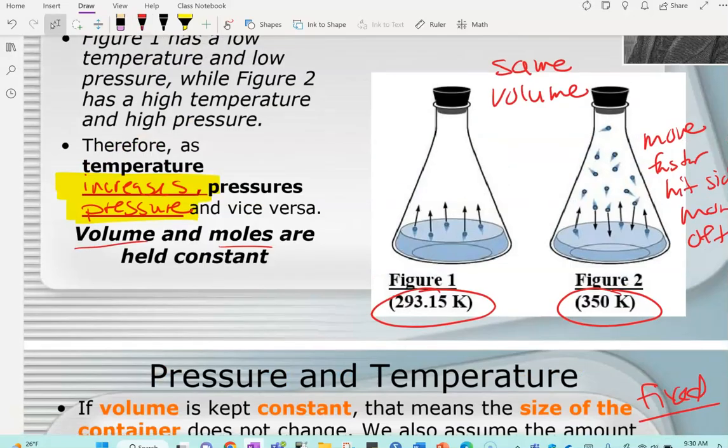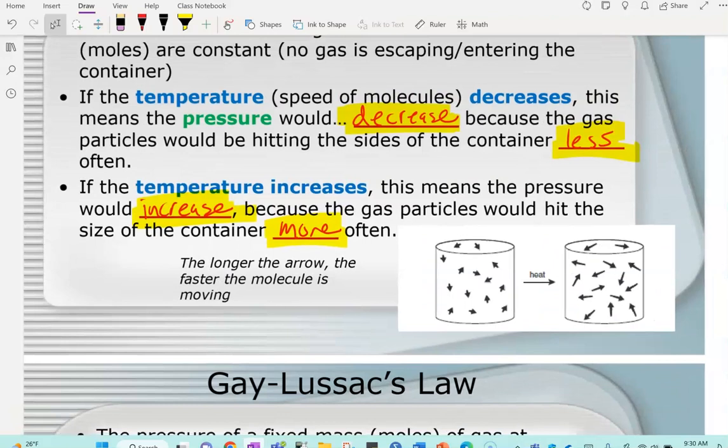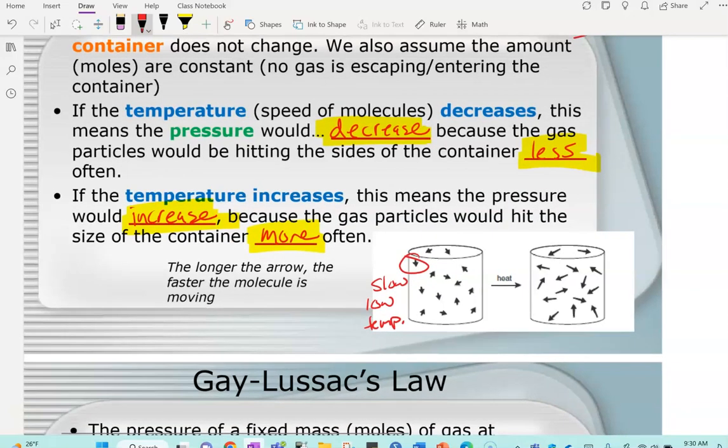Up here, the arrows were kind of the same, but you could see clearly in this one more molecules are moving around. To make things a little bit more clear, if you have a short arrow like this, that means that the molecule is moving slower and therefore it has a low temperature because it has a low amount of kinetic energy. Versus if you see a longer arrow in comparison, that means that this molecule is moving fast, so it is at a higher temperature.